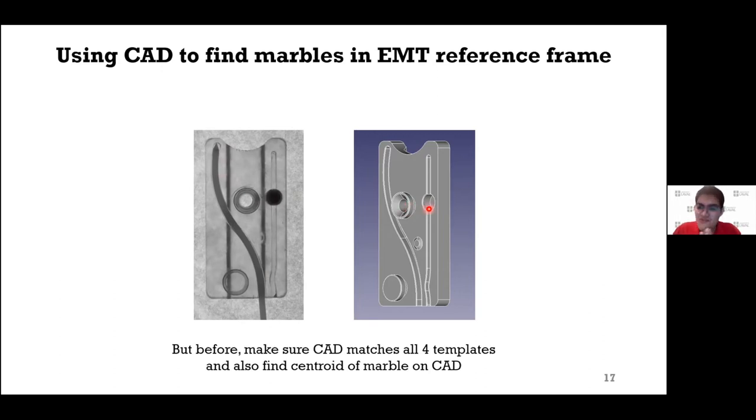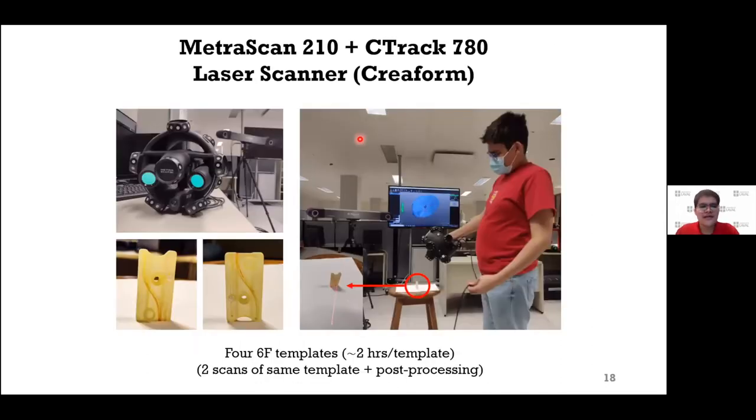But before I use the CAD model, I have to make sure that the CAD model matches all four templates and also find the center of the marble on the CAD. So I use, in the computer vision lab at the Université Laval, the Metrascan. This is a laser scanner. And before doing the scanning of my templates, I painted them with yellow chalk. That is to increase the opacity and get better scanning. It took me around 2 hours per template, including also the post-processing time.